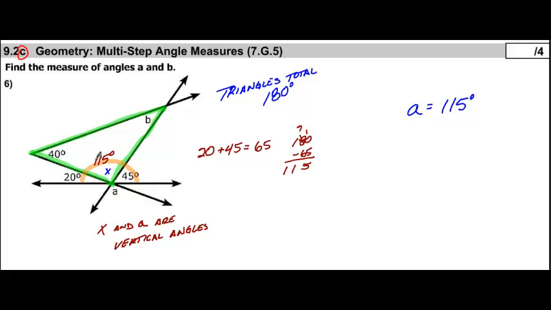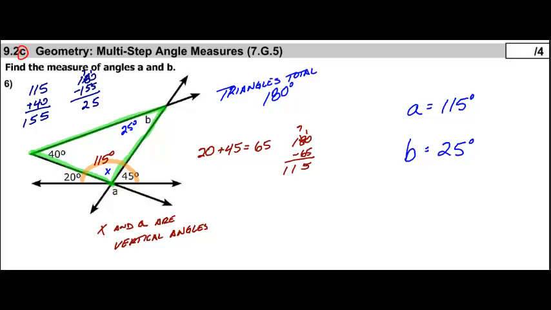Well, if A is 115 and this other angle is 40, then I've got 115 plus 40, that's 155, and since triangles total 180, I do 180 minus 155. Borrow again, 10 minus 5 is 5, 7 minus 5 is 2, 1 minus 1 is 0. This works out to be 25 degrees, and that's the measure of angle B.